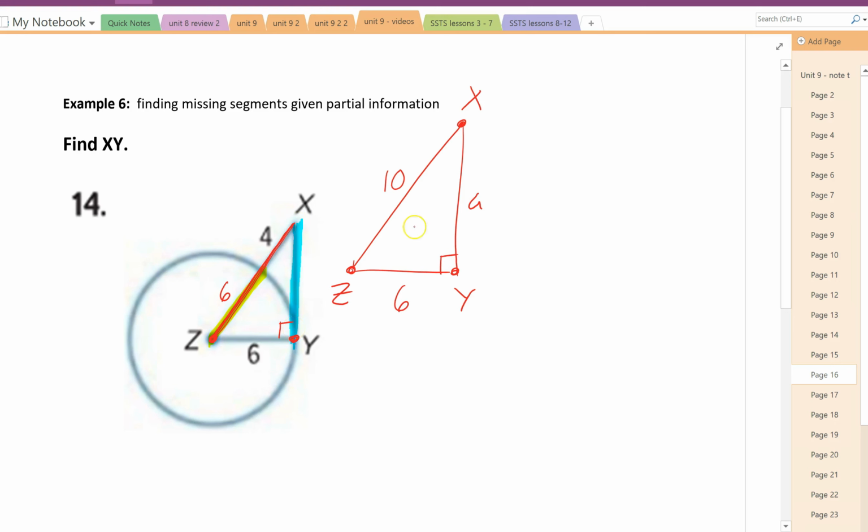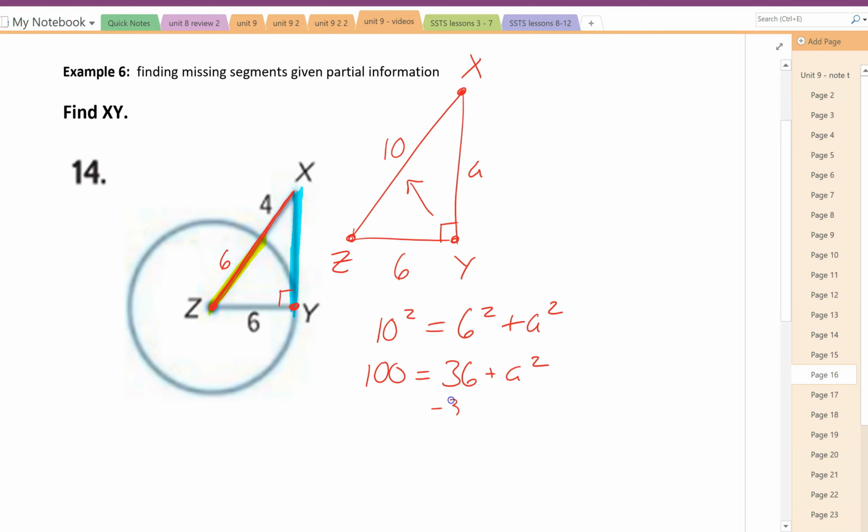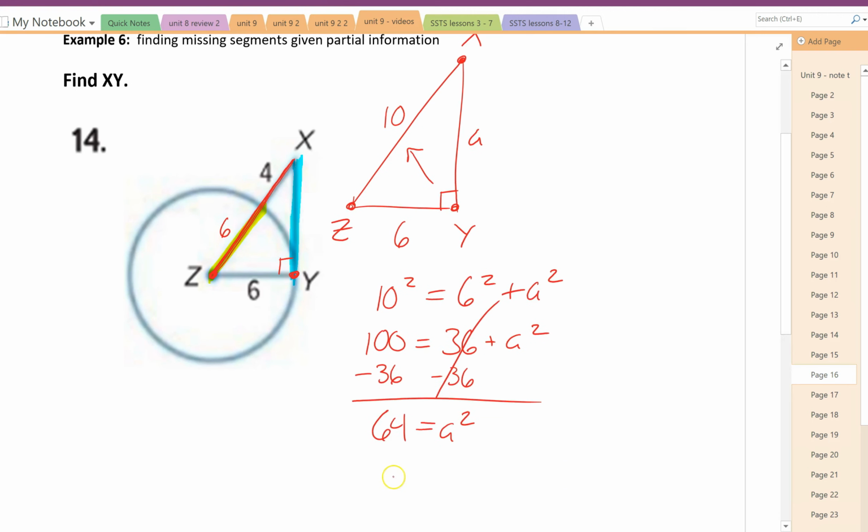So which side's the hypotenuse? It's going to be the 10. So 10 squared is going to equal 6 squared plus what I've decided to call A squared. So 10 squared is 100, 6 squared is 36. A squared I don't know yet. Subtract 36 from both sides. 64 is going to be equal to A squared, and I know that the square root of 64 is 8. So A would be 8. In other words, segment XY would have to be 8 units long here.